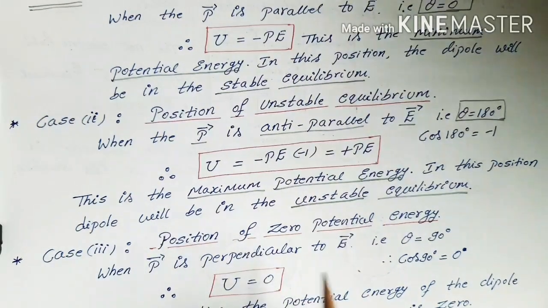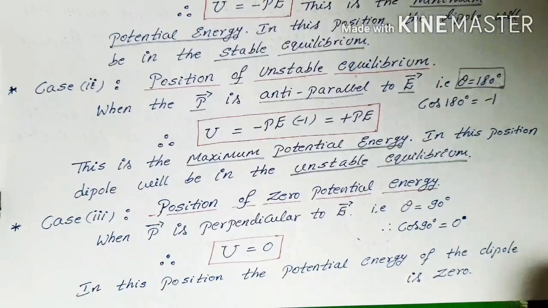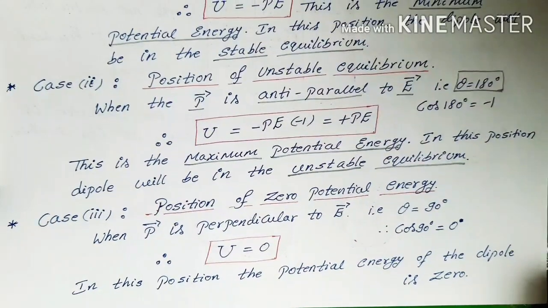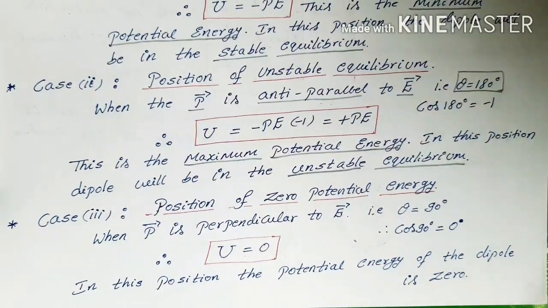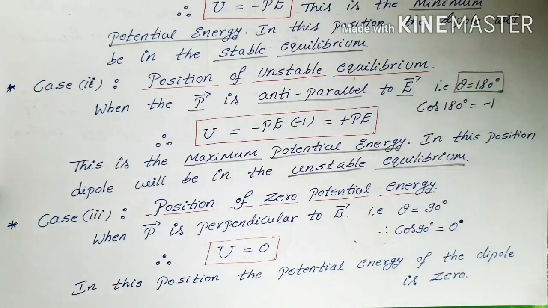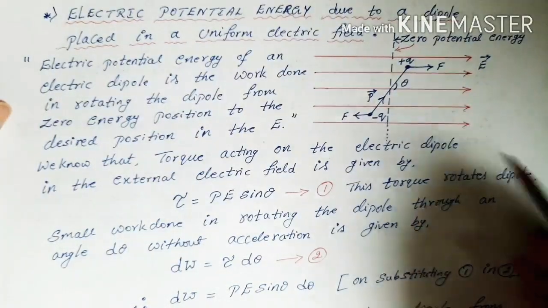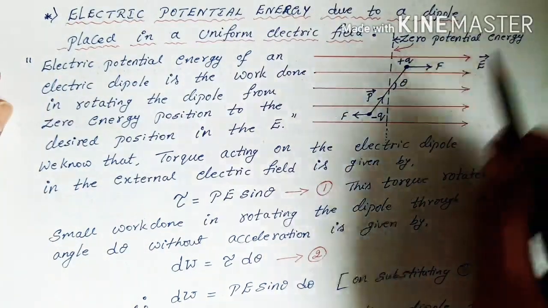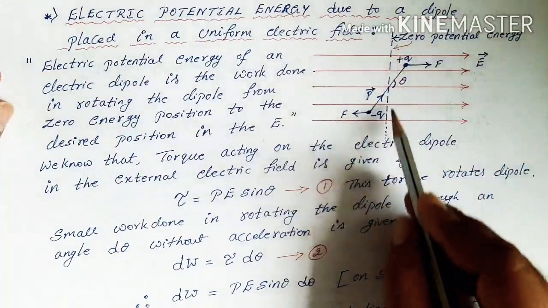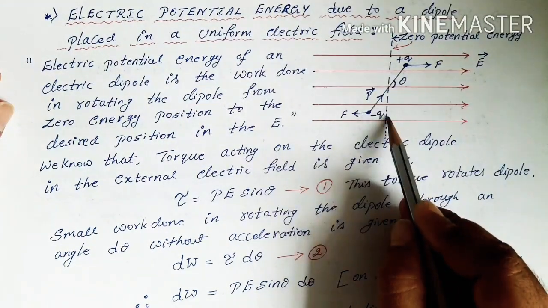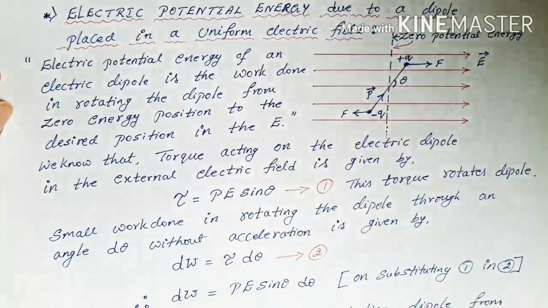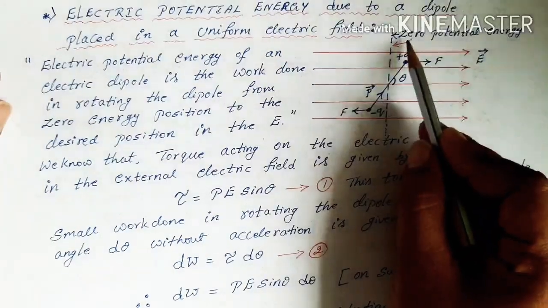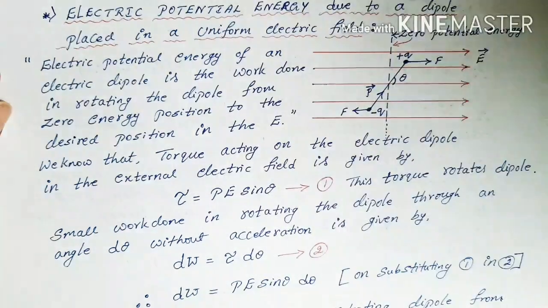Okay, and what if P is perpendicular to E? That means, as I have shown there, the dotted line in the picture. See once again, the dotted vertical line we call the zero potential energy line. If we place this dipole exactly vertical, then theta becomes 90 degrees, right? Then what is cos 90? Cos 90 is 0. Then the total potential energy becomes 0. Hence we are calling it the zero potential energy position.